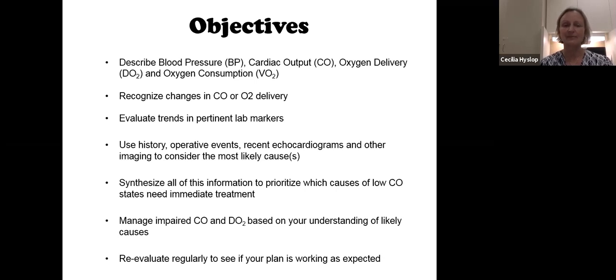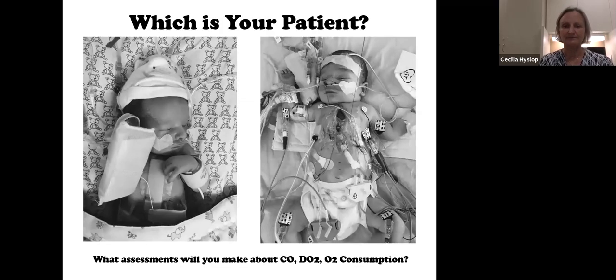To use the history, the operative events, recent echocardiograms, and other imaging to consider the most likely causes of a drop in cardiac output or a change in cardiac output or oxygen delivery. To synthesize all of this information and prioritize which causes of low cardiac output states need immediate treatment. Manage impaired cardiac output and oxygen delivery based on our understanding of the likely causes, and then frequently reassess and reevaluate our patients to see whether or not our plan is as expected.